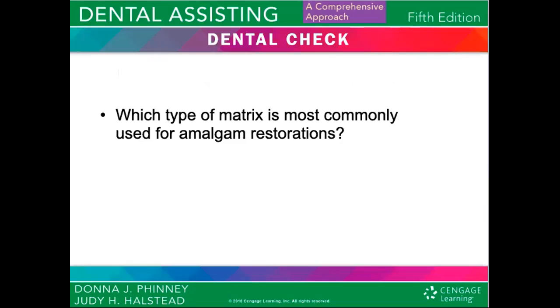So if you can think back to when we were talking about matrices, which type of matrix is most commonly used for amalgam restorations? It was really the only matrix system that we talked about for amalgam restorations, and that's the Tofflemire matrix.